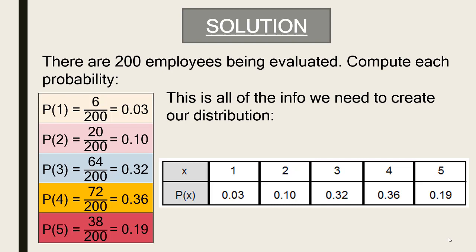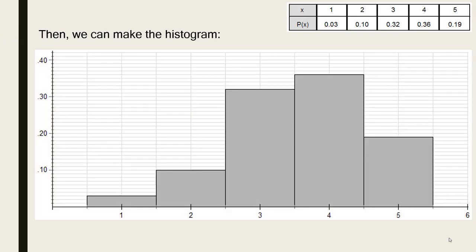From this information, we can make a histogram. And so the way that this histogram is going to look, we're going to have each bar centered at the value of the random variable. So you'll notice you have a bar centered at 1, a bar centered at 2, centered at 3, centered at 4, centered at 5. And remember, with our histograms, our adjacent bars have to touch.